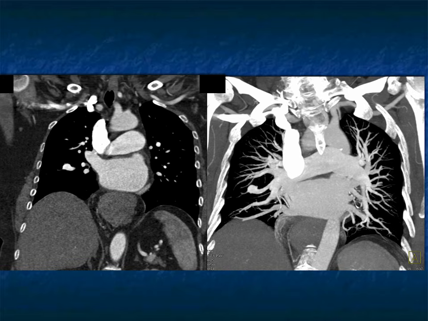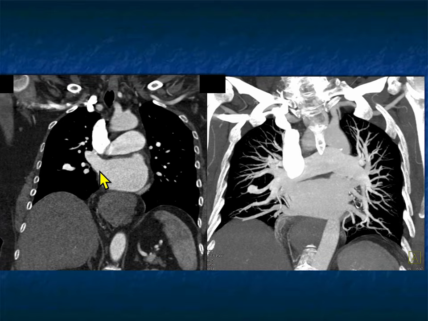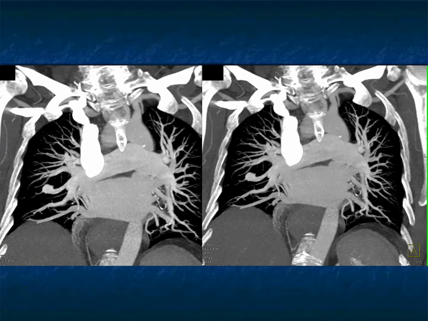Same case, just a few different images to make the point that coronal can be helpful. You can see it nicely, but also talking about MIP imaging. When you look at the pulmonary arteries, we do lots of cases looking for pulmonary AV malformations. That may be one of the things you want to look at. MIP imaging can be very valuable in that regard.